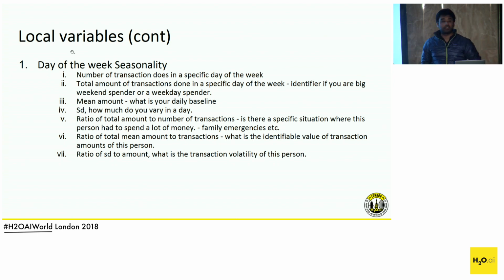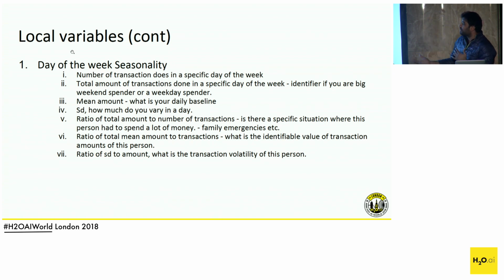One of the things that I quote here is we have family emergencies where you withdraw a lot of money in the middle of the night. Kind of skews your numbers. But the model should be able to understand these things as well. Not necessarily the actual reason for it, but it must be able to understand this behavior at a much more generic level. And that's what your local variable actually helps you identify.